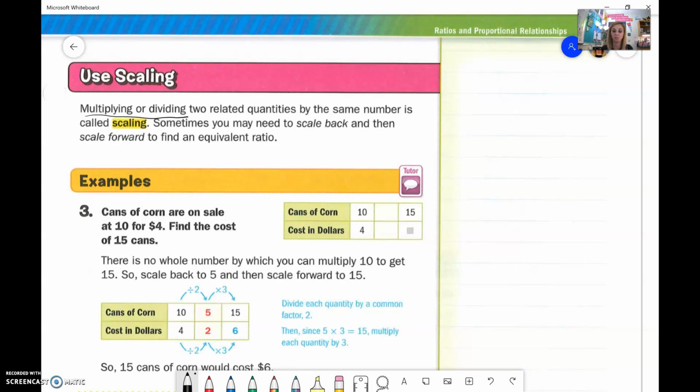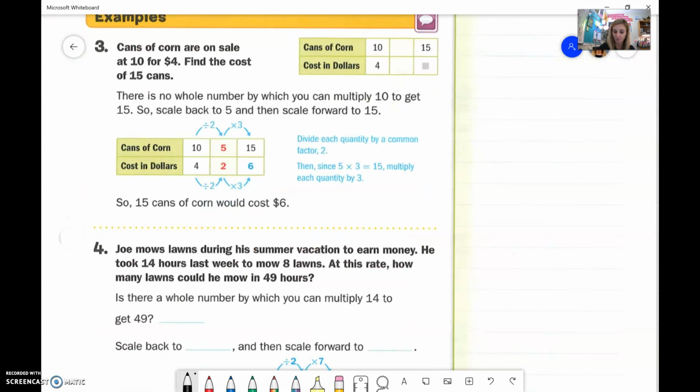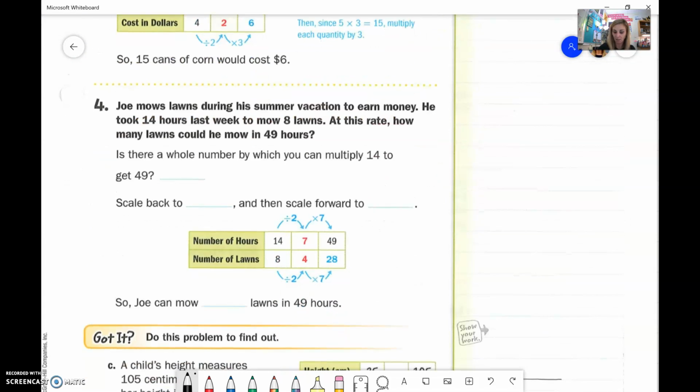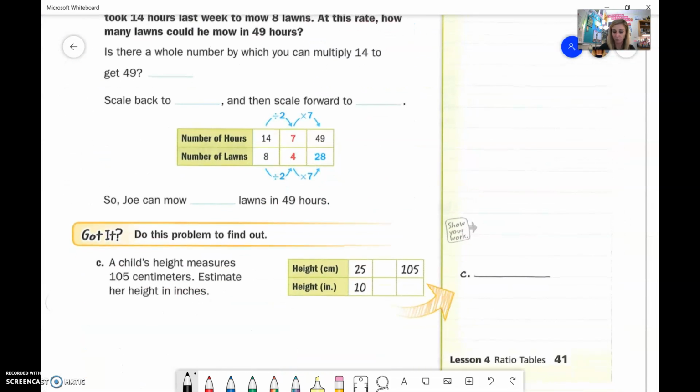So we're going to have to do some scaling, which means sometimes we're going to have to scale back and then scale forward to find that equivalent ratio. All right, let's take a look down here and I'll show you what I mean.